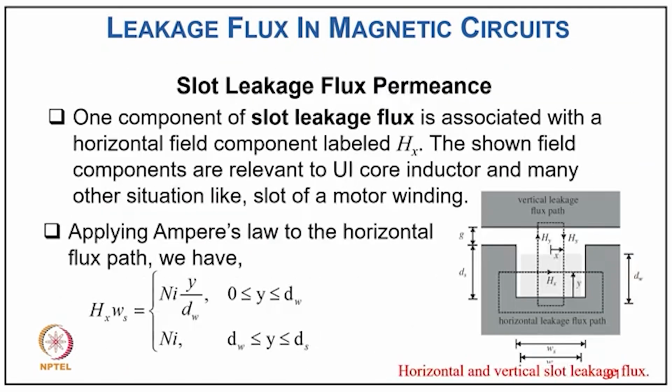Now coming to slot leakage permeance. The component of slot leakage flux is associated with the horizontal field component Hx, and these field components are relevant to the UI core inductor and many other situations like the slot of a motor winding. Applying Ampere's law to the horizontal flux path, we have Hs Ws equal to Ni y/dw for y from 0 to dw, and Ni for y from dw to ds. It depends on which particular width we are considering out of the two here.